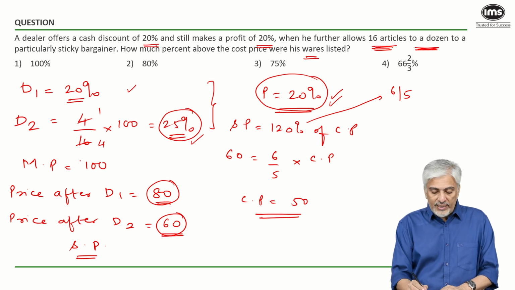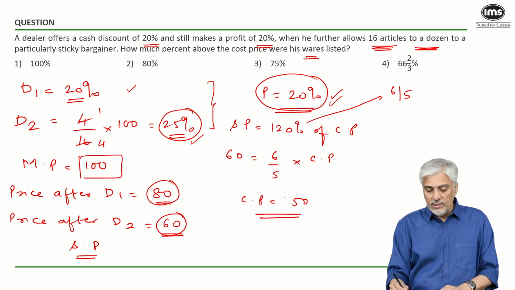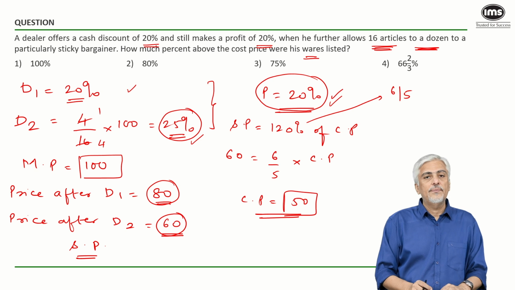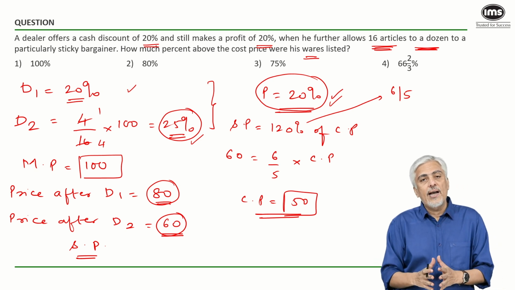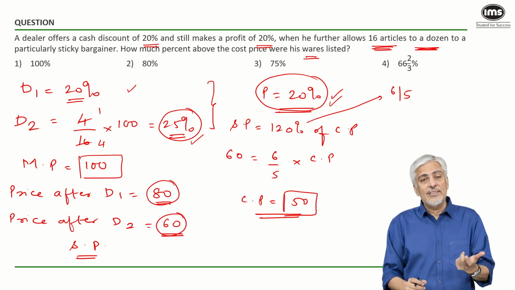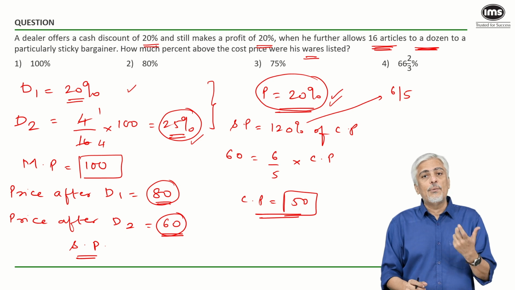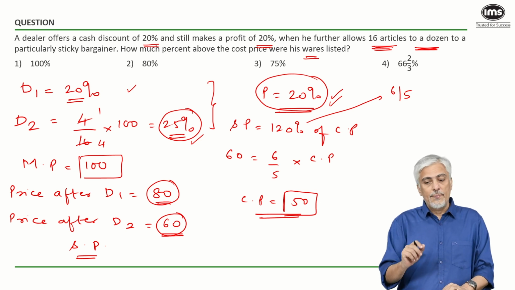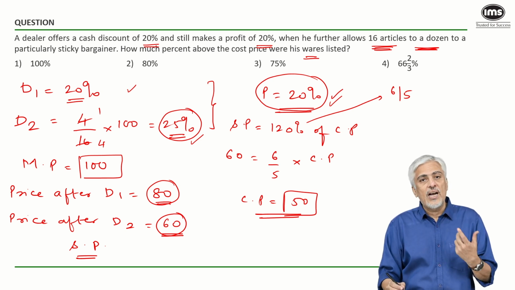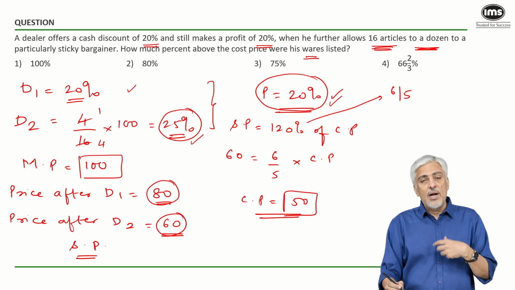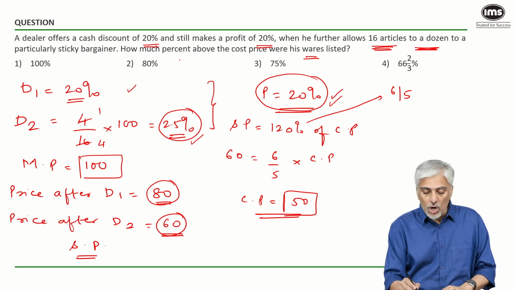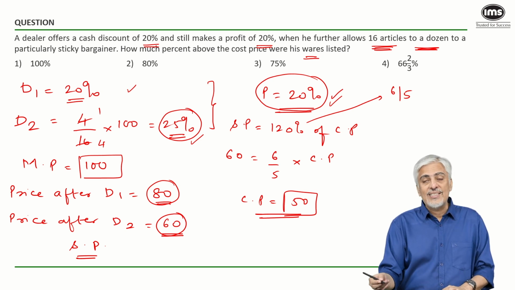So can I say when the mark price was 100, the cost price is 50? Cost price is exactly half of the mark price, or in better words, mark price is exactly double of the cost price. I'll repeat this. Cost price is half of the mark price, or mark price is exactly double of the cost price, because they ask how much percent above the cost price the wares are listed.